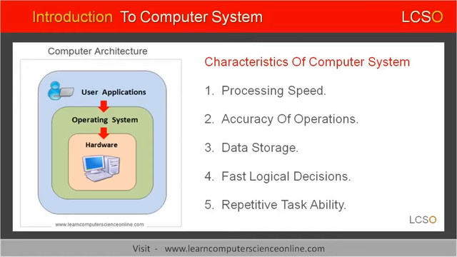The computer system has five important characteristics. These characteristics are: first, speed; second, accuracy; third, storage; fourth, fast decisions; and fifth, ability to perform repeated tasks. The computer can operate at very high speed. The computers can also operate with remarkable accuracy, without any mistake.